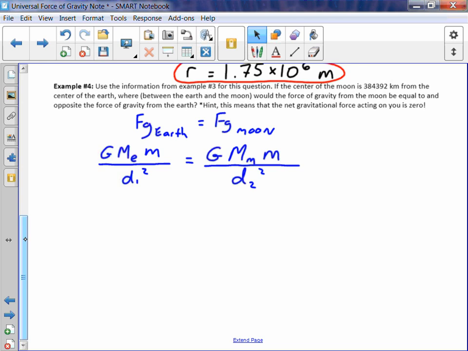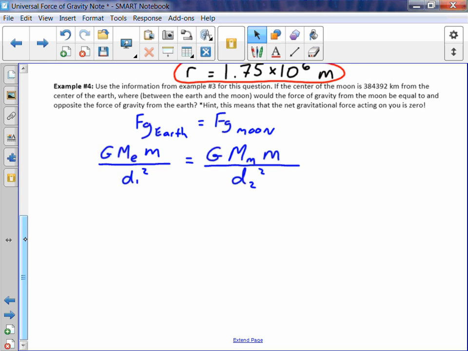Alright. If we use D1 and D2, I've got them drawn on the board here, and I'll upload the picture of this to the internet, then we have too many variables. We can't solve for D1 and D2 in one equation. But if we know the total distance from the Earth to the Moon, we can.